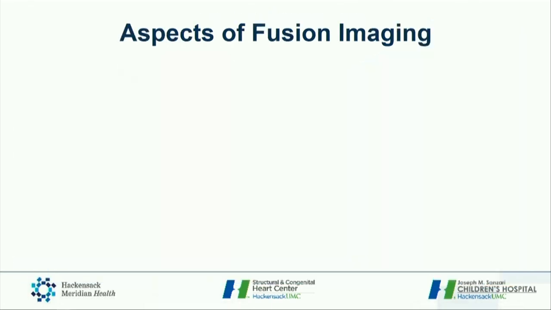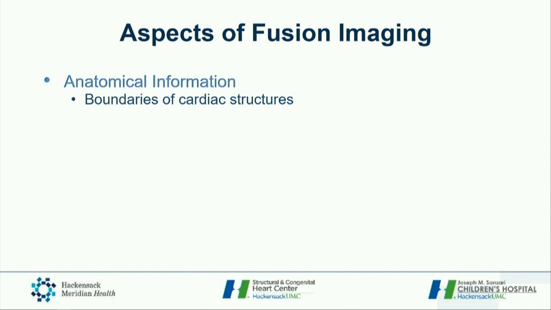There are various aspects of fusion imaging. Mainly, we want selective information to be displayed, whether it is the boundaries of cardiac structures. In this case, maybe the LV, mitral valve, and left atrium may be relevant; you don't want the aorta or the right-sided structures in the way. So you can selectively adapt what structures you want to display. You can also select the transparency of the structures so that you can see the fluoroscopy better.